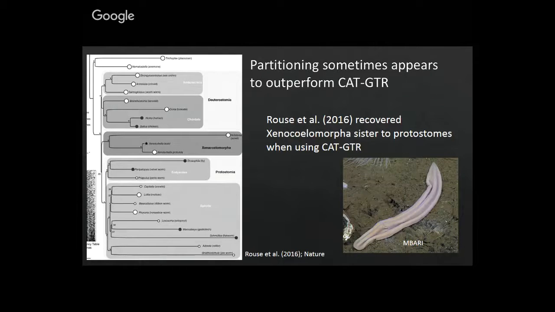And in one of their analyses with CAT-GTR, they recovered Xenacoelomorpha sister to protostomes. And so this is a relationship that hadn't really been seen before in more complete data sets in terms of taxon sampling, especially the Cannon et al. data set. They don't get that relationship with either partitioning or CAT-GTR. So that seems to suggest that CAT-GTR may actually be influencing some systematic error occurring.